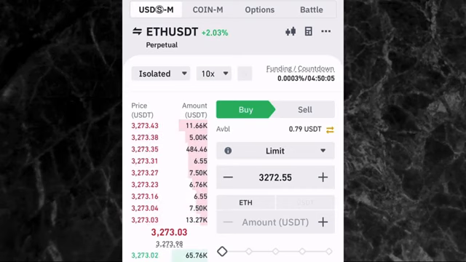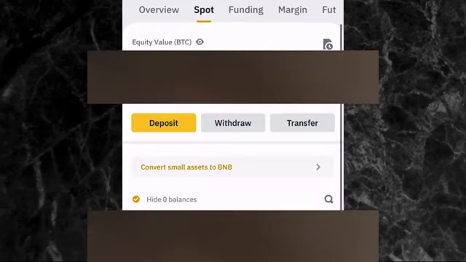Now, the first thing you need to do is to deposit USDT to your futures wallet. To deposit money into your futures wallet, you need to go to your spot wallet and make sure you have USDT in your wallet. In case you don't know how to buy USDT on Binance, I have a tutorial video on how you can deposit money and buy USDT on the app. I'll put the link to that video in the description of this video, so make sure you check it out.